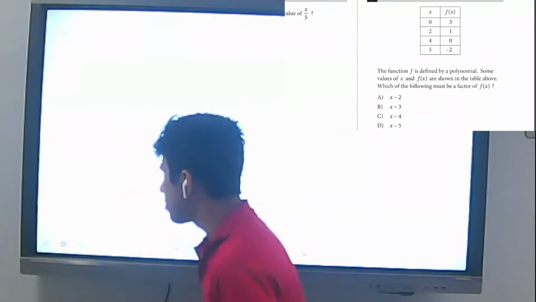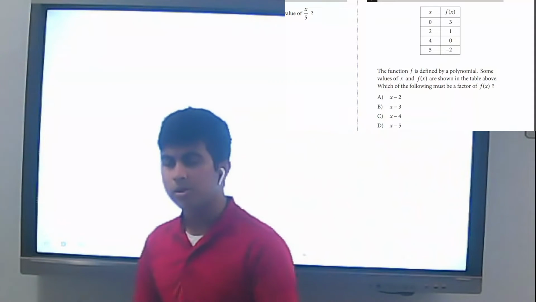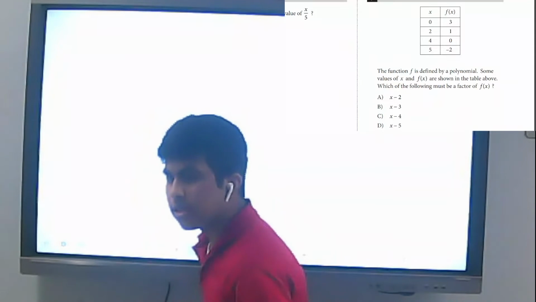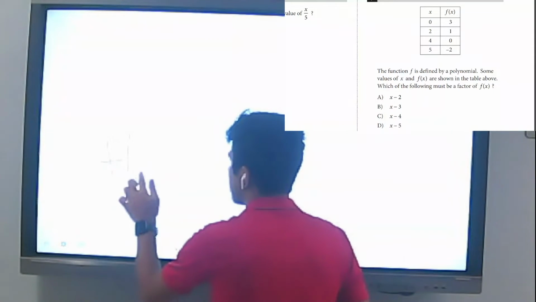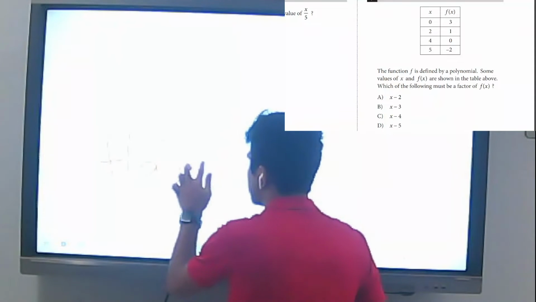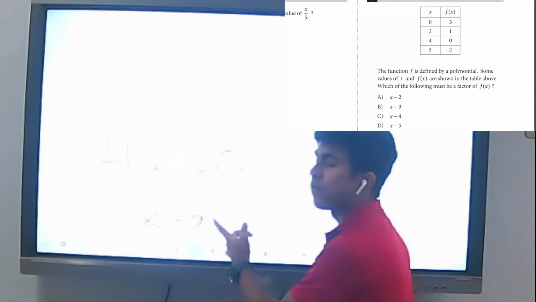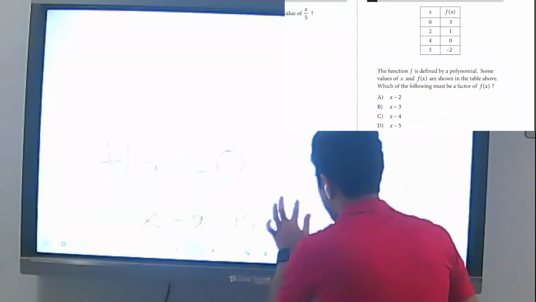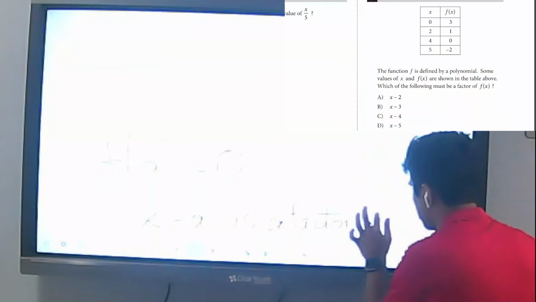So if you watched the previous videos, you listened to me talk about the factor and remainder theorems, which is actually not that complicated. It's essentially saying that if f of something, we'll call it a, equals 0, then x minus a is a factor of f of x.